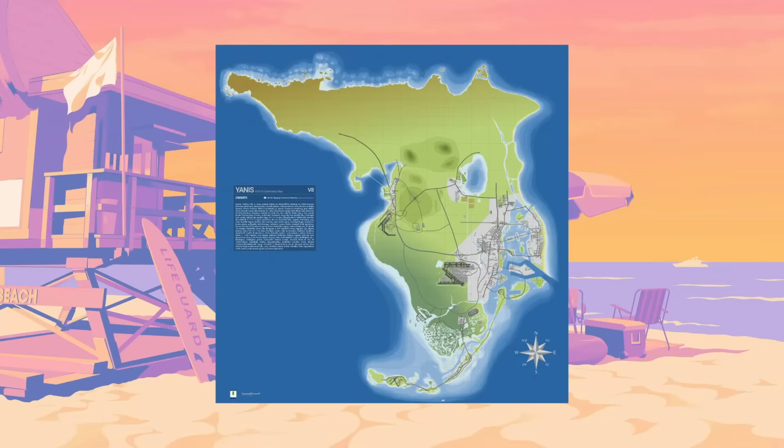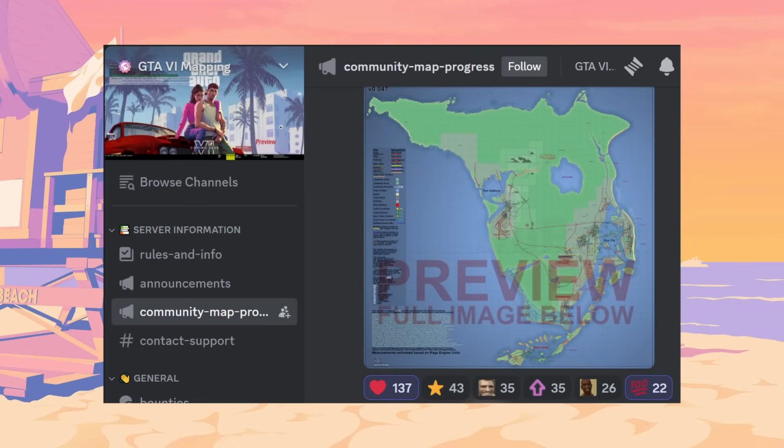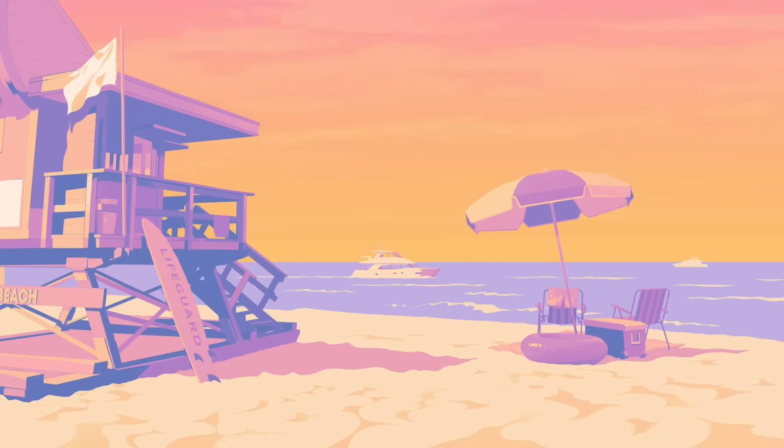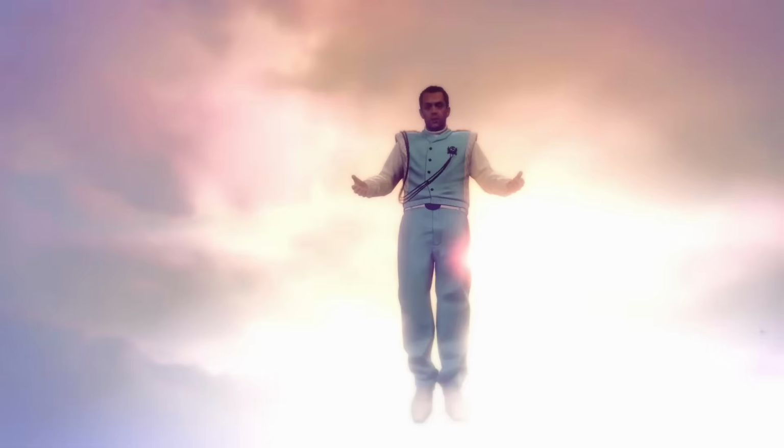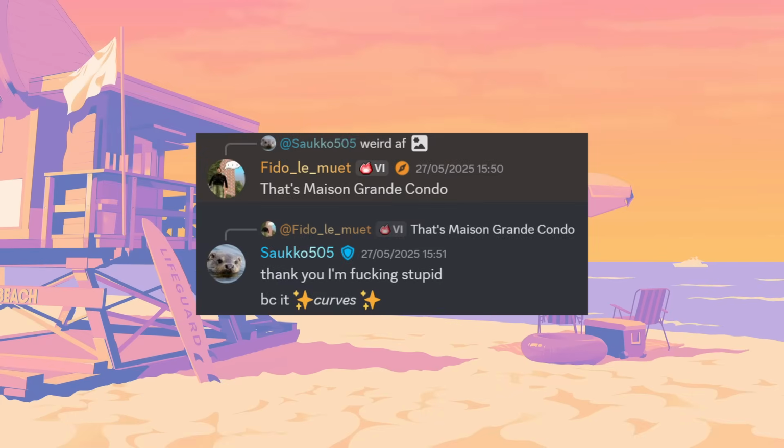So how is the GTA 6 map mapped? And what do we really do in the GTA 6 community map in Discord? To me it seems like some people think that we GTA 6 mappers are some kind of gods and super intellectual people who know everything about everything. However, for example, I'm a living contradiction to this.